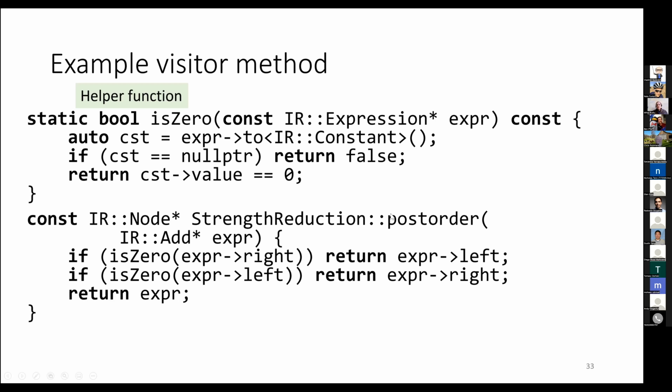And now the strength reduction essentially checks if the right operand of the addition node is 0, then it will return the left operand. And if the left operand is 0, it will return the right operand. Otherwise, it will return the expression unchanged. In this case, the optimization will essentially splice and remove some part of the tree, but the optimization could return a completely new node. Does this make sense?